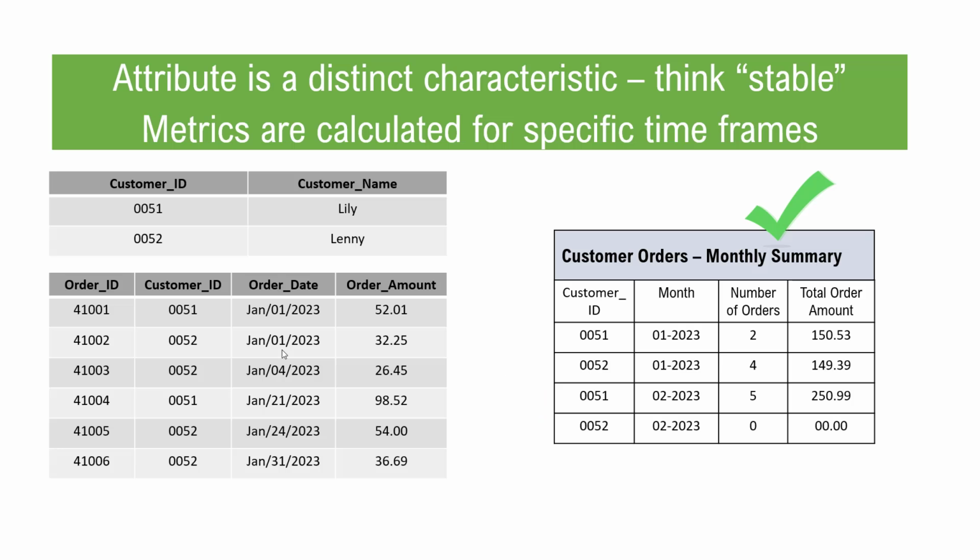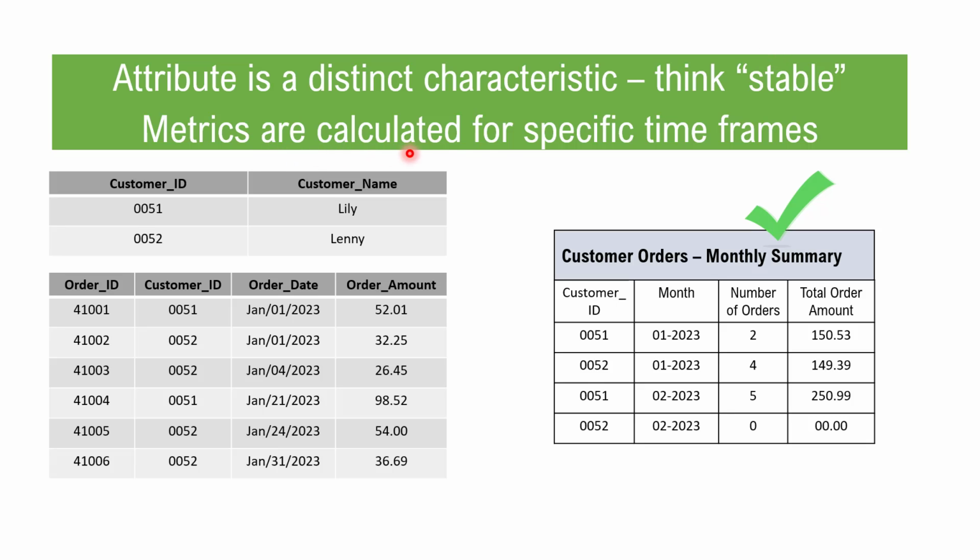It's not an attribute. So what you have to remember is that attributes, those distinct characteristics of entities, are usually stable. Yes, they may change. Your address may change once in a while, but they're relatively stable. They define your customer. They distinguish one customer from another.